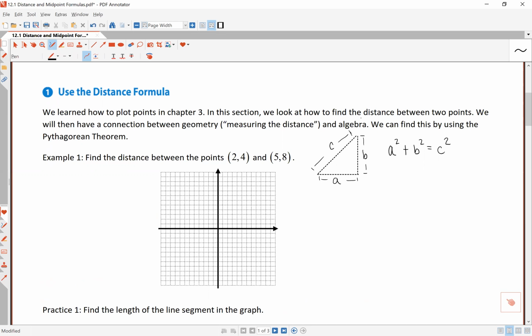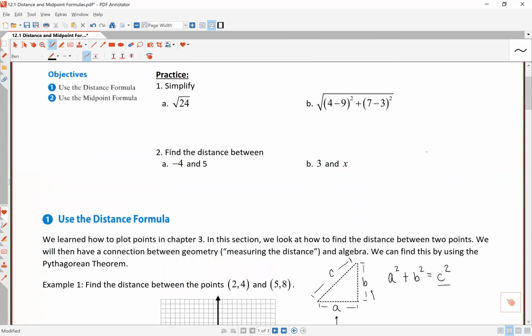So to find the distance between these 2 points, we'll plot them, we'll form the right triangle, and we'll measure the lengths of our 2 sides, and then use the Pythagorean theorem to find the length of the hypotenuse. The skills needed to achieve this are going to be simplifying a square root. Square root 4 times square root 6, which is 2 square root 6. Simplifying a square root where we have the square root of the sum of 2 things squared.